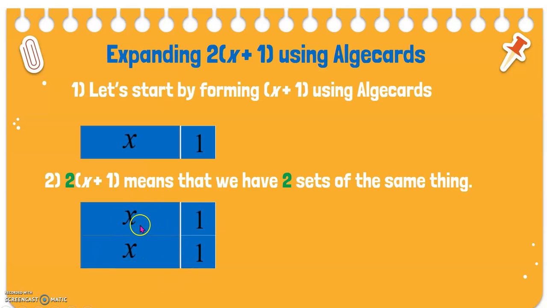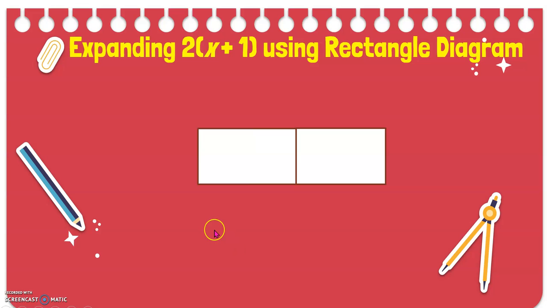Now from here, we can see that we have 2 x cards and 2 1 cards. So our final answer is 2x plus 2. Very easy to see visually. Alright, if you need to fall back to your Algecards, please do so. Now, how can we do without the Algecards?